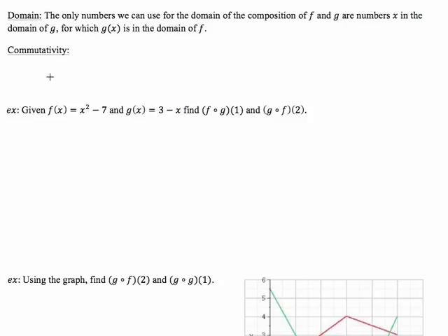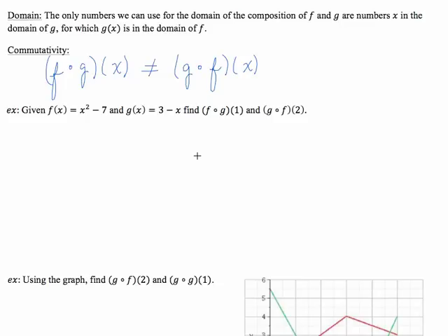Commutativity. Okay, what that means is that composition is not commutative. So f composed of g does not necessarily equal g composed of f. Okay, and we can find that and show that easily with a few examples.